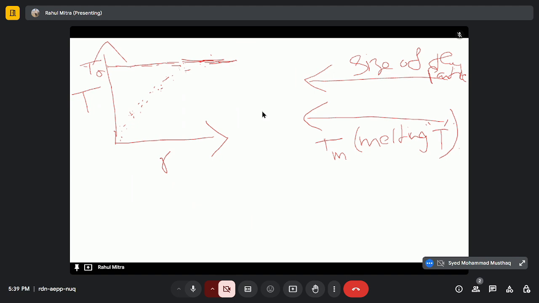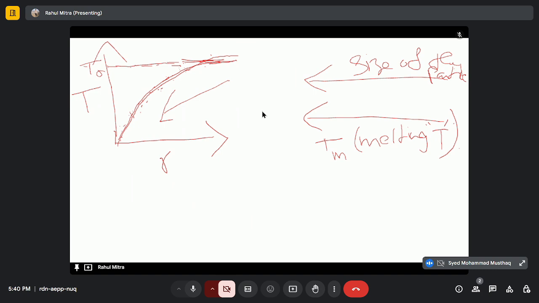So if I draw the relation, the graph should look like this, and the size should decrease. If the size decreases, this is how it should go, and that is the trend. Now it also depends upon whether it is supported or confined to a certain structure, and that also has an effect on the melting temperature.